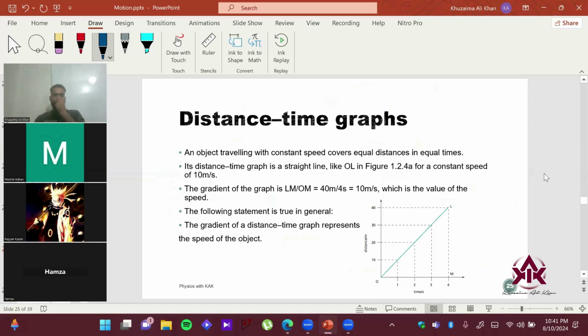So now you have distance time graph, right? So what is a distance time graph? If you have time on your x-axis and distance on your y-axis, ठीक है? This is called a distance time graph, ठीक है? So an object moving with constant speed covers equal distance in equal time.